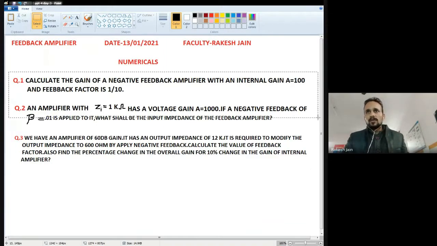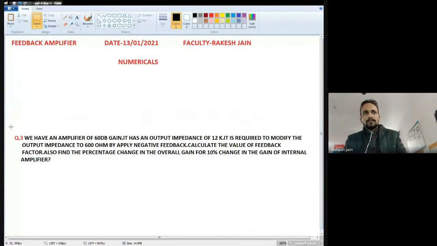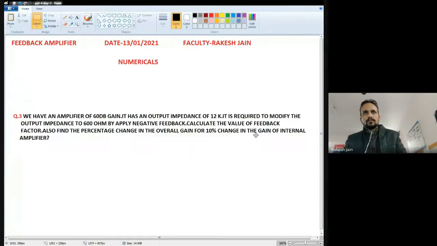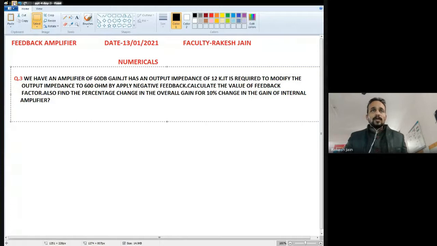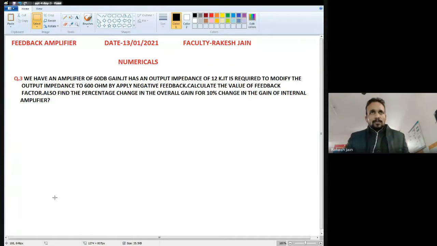Now see very carefully. What is the third numerical? We have an amplifier of 60 dB gain. No term till now contains the word feedback. It means it is the without feedback case. So we have an amplifier of 60 dB gain. Gain means A. In the without feedback case the gain is A, but here it is in dB.